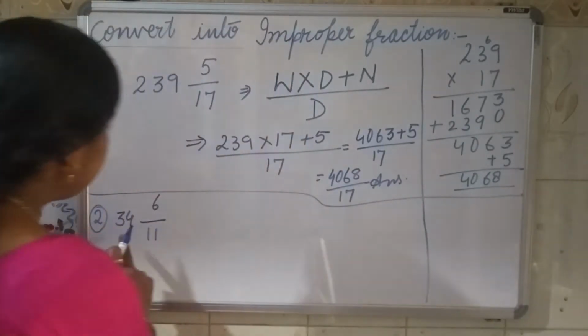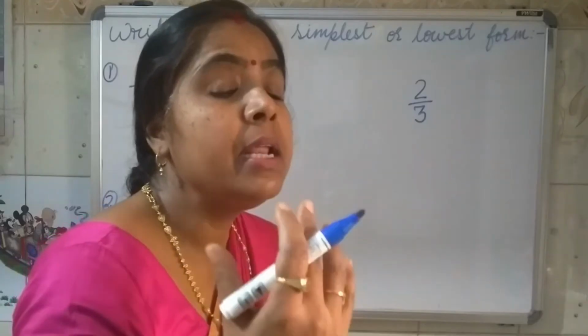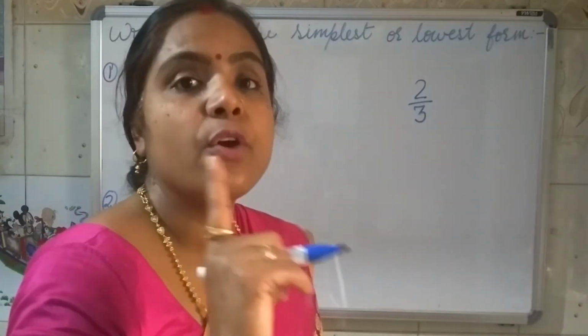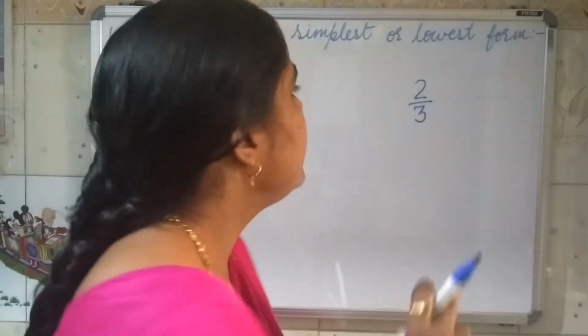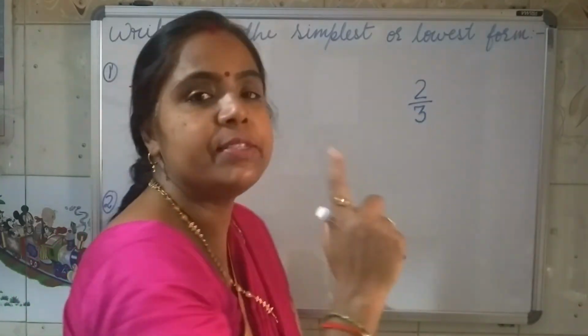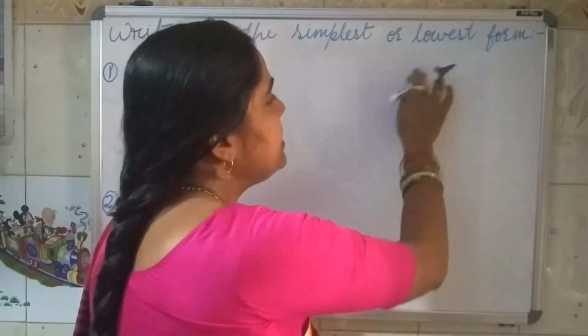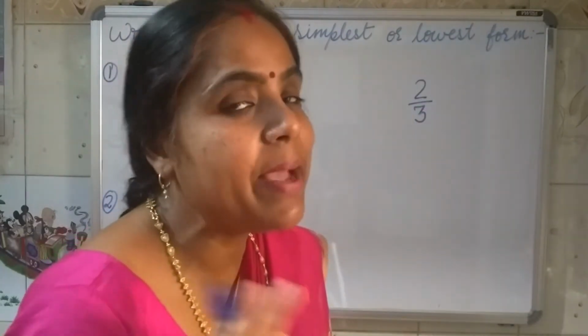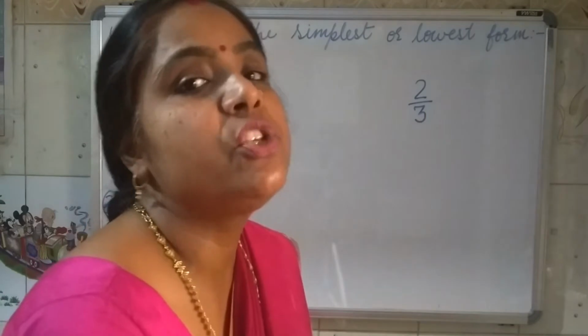34 whole 6 by 11. Sir, all the numbers whose HCF is 1 are called co-prime numbers. So if you see 2 and 3, they are divisible by 1 only, so it is a co-prime pair. So this is the simplest form. It is not divisible by any other number, so it is the lowest form also.